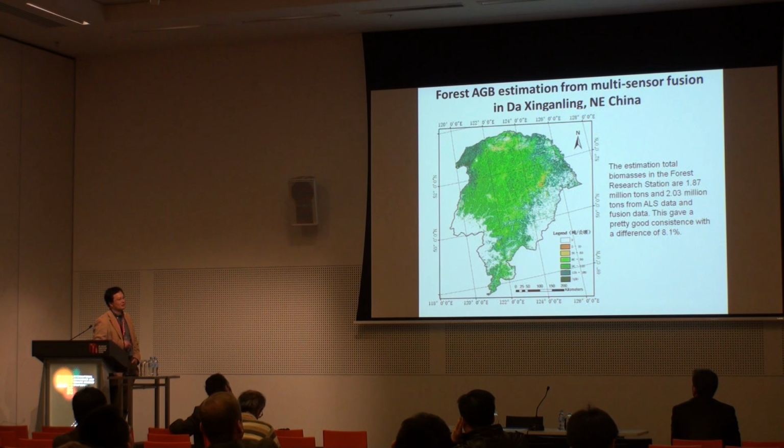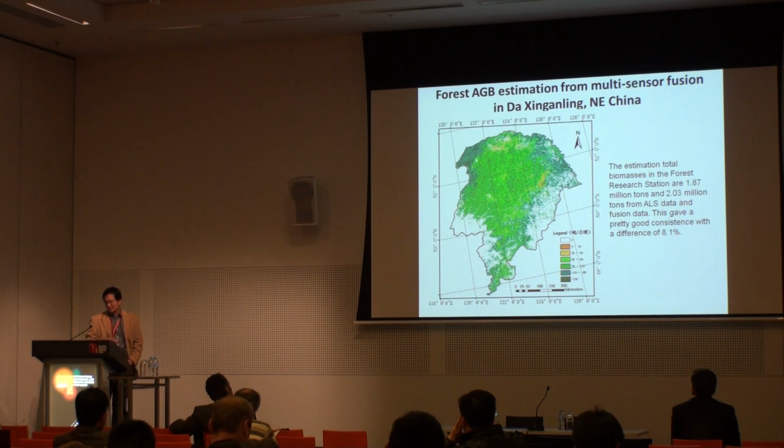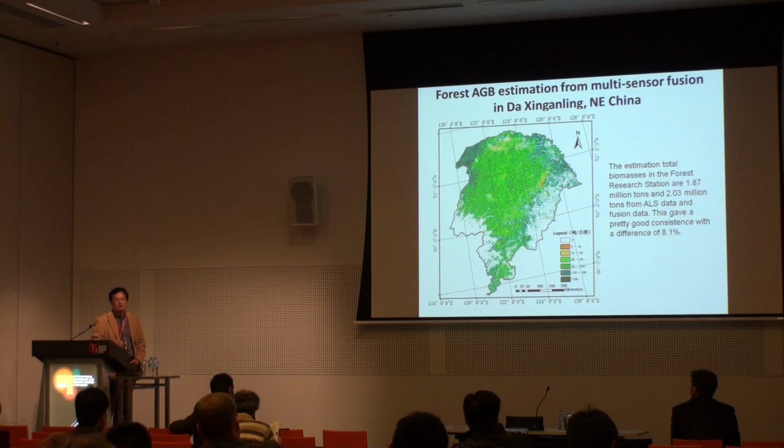But now we are still working to use some other data sources to evaluate this map. Because we also flew the forest research station areas, which I showed you in the previous slide, for this small area we also have the biomass information from the airborne LiDAR directly. So for this area, we can compare the two. The difference is only 8% almost. So overall it's in good accuracy.